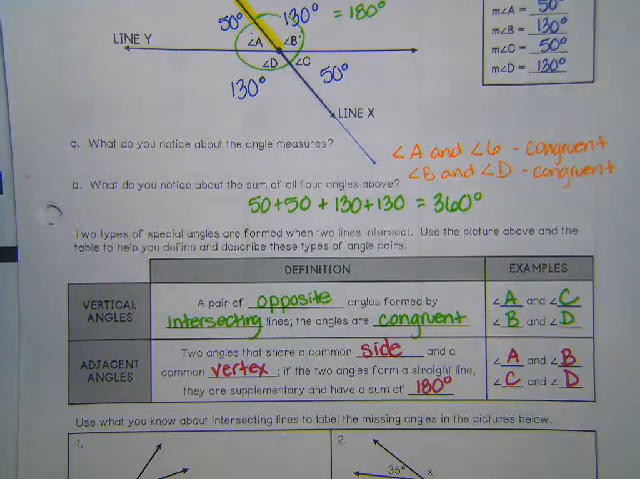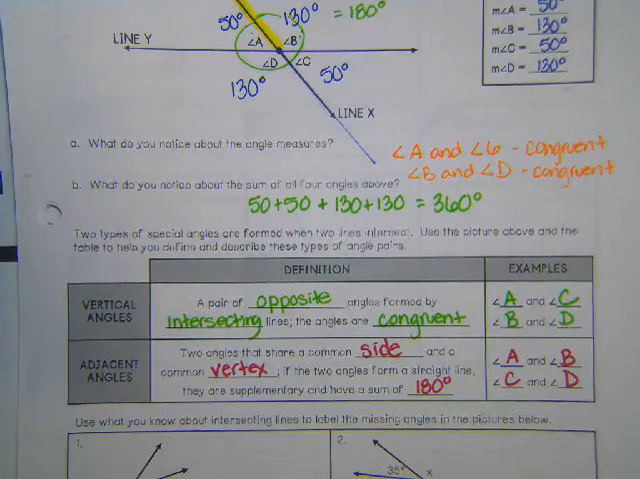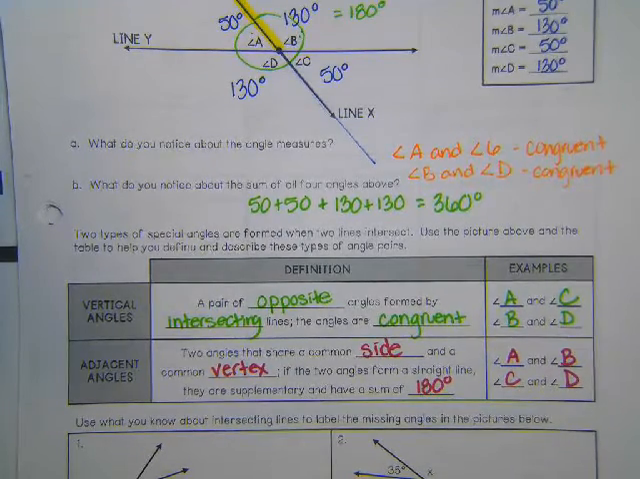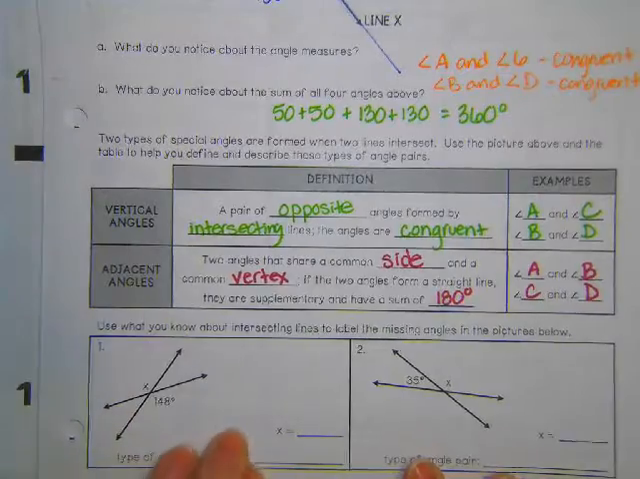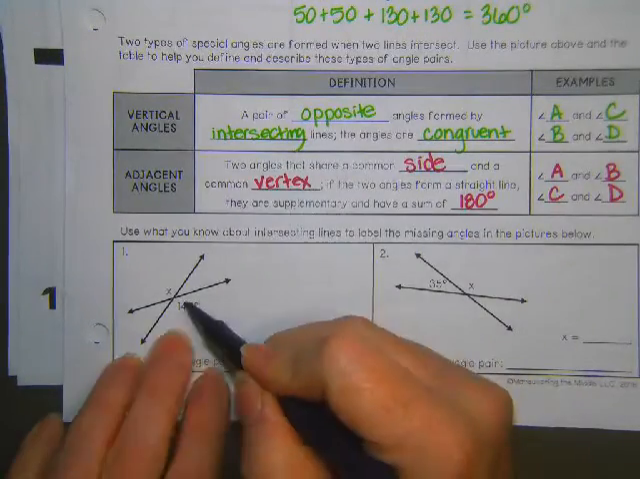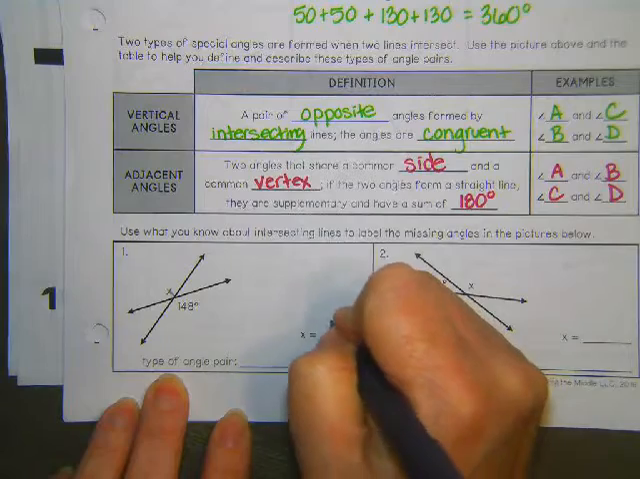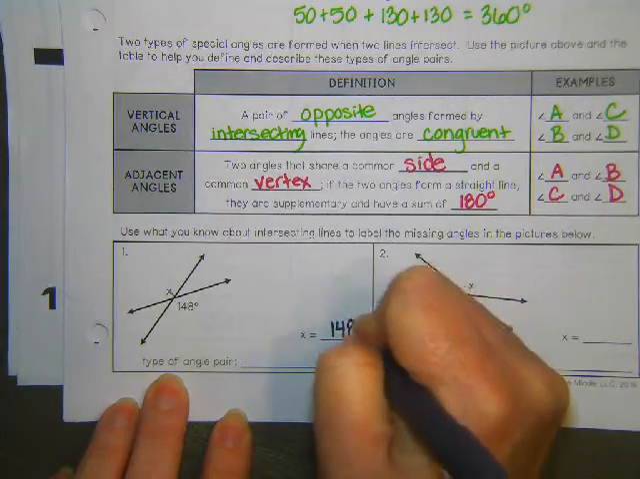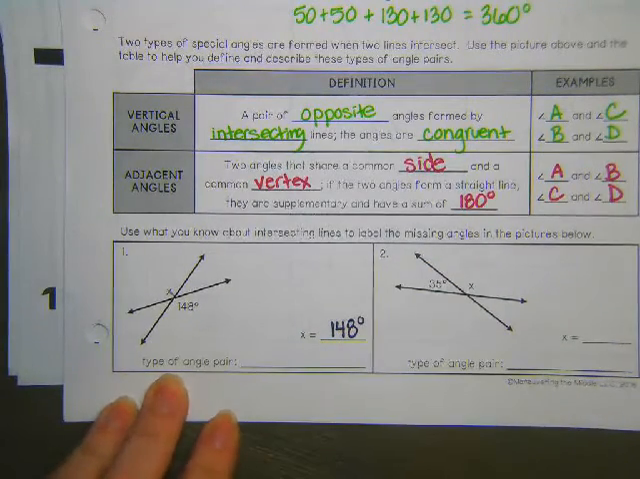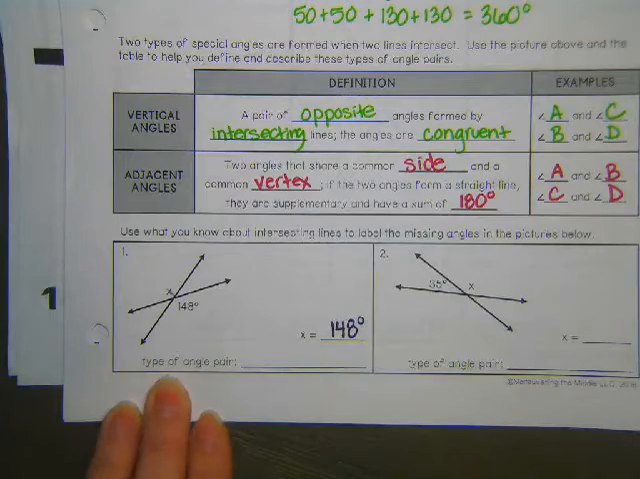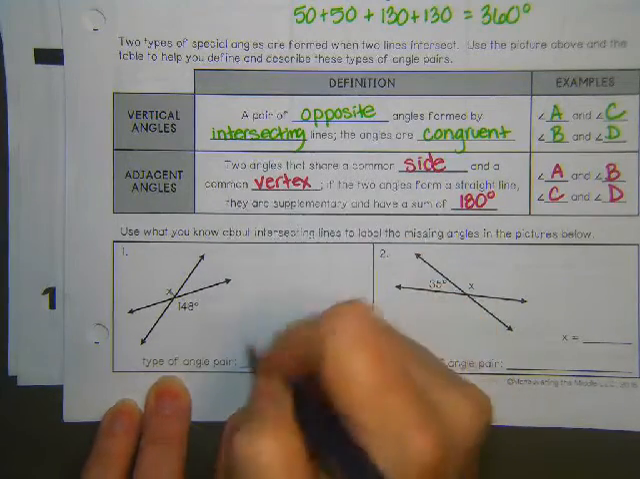All right, looking down here, use what you know about intersecting lines to label the missing angles in the picture. Well, if we take a look right here, if this is 148, this is directly opposite, so X has to be 148 degrees as well because they have to be congruent. The type of angle pair, well, these are vertical angles.